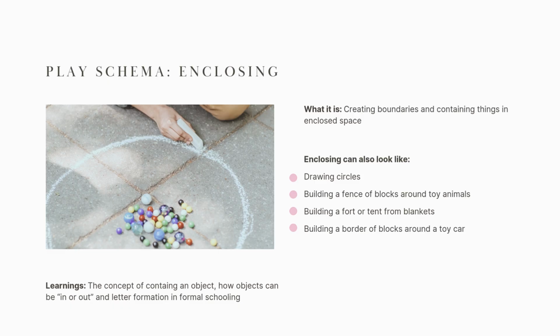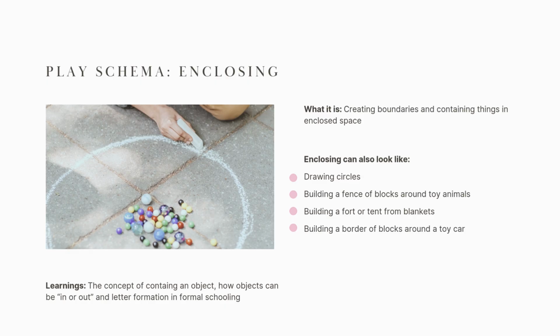Enclosing is very similar to enveloping, except it is a little bit different because it involves creating boundaries and containing things in an enclosed space. This teaches children the concept that if something is enclosed, it is actually separate from what is outside of that enclosed space. So, as in this picture, enclosing involves enclosing these marbles and the circle is completed. Therefore, the marbles are separate. They are in the circle, and that is completely separate from what is outside of that circle.